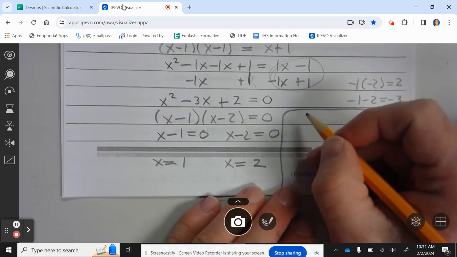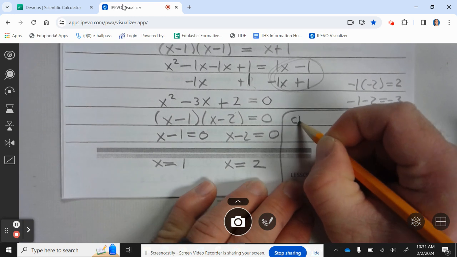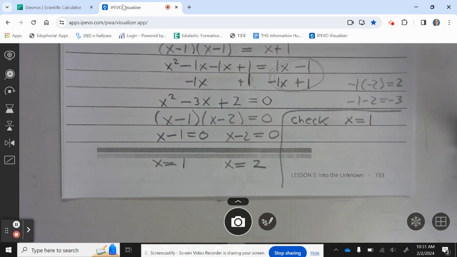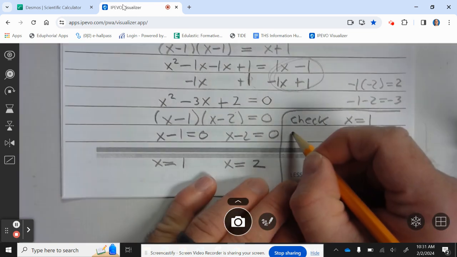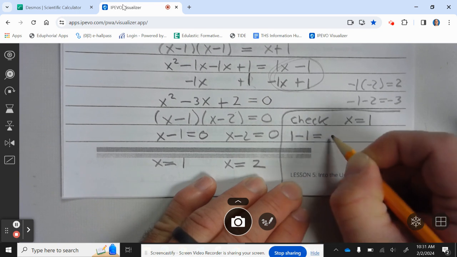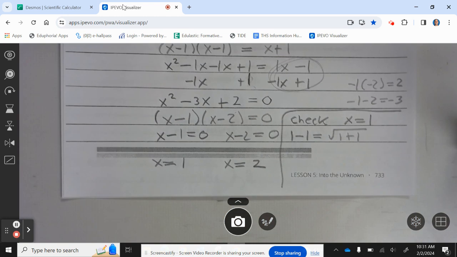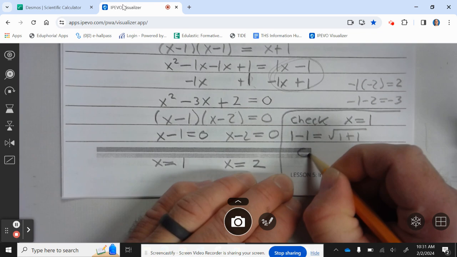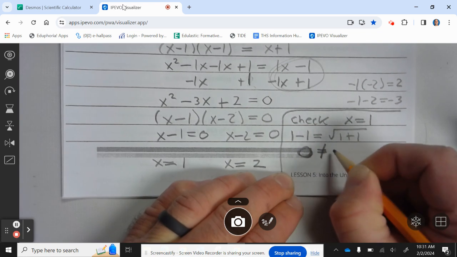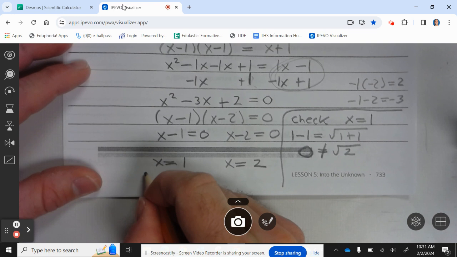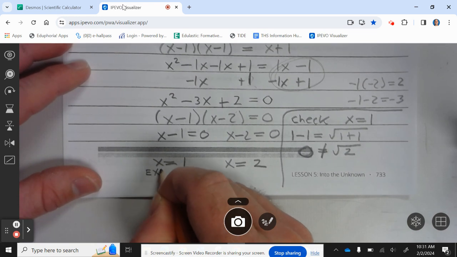All right, now we need to check. Let's check x equals 1. So we plug 1 back into the original equation. So that's 1 minus 1 equals the square root of 1 plus 1. Well, 0 does not equal the square root of 2. Okay, so x equals 1 is an extraneous solution.